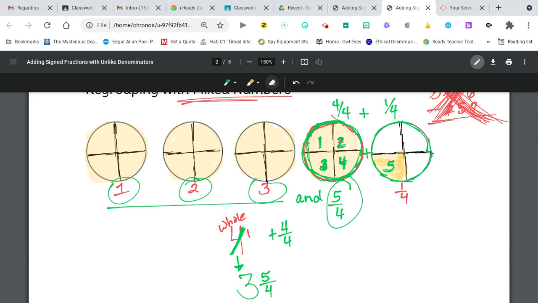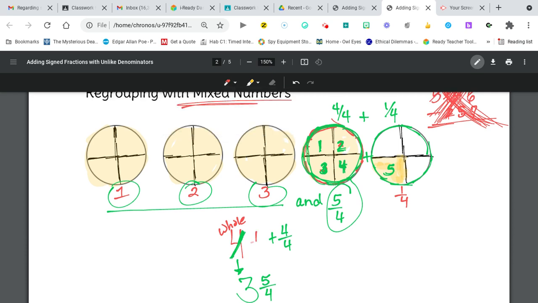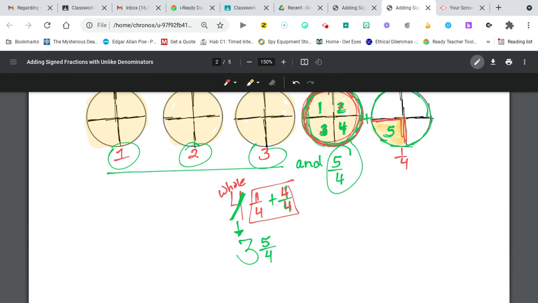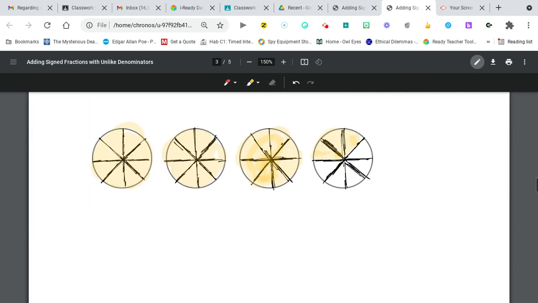Let me write this better. So that 1/4 gets added to the 4 fourths. That's that 1/4 right here. Gets added to the 4 fourths, which is right in here. But that 4 fourths comes from these wholes I had, okay? So now 1/4 plus 4 fourths equals 5 fourths. Okay, let's take a look at another one.